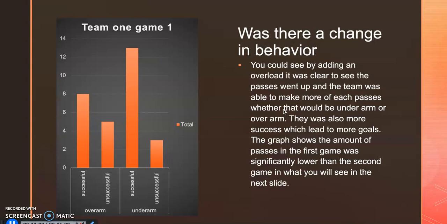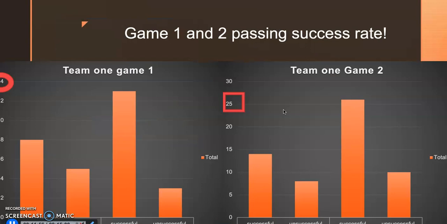So what you could see by having an overload passes is that the passes went up and the team was able to make more passes each, whether that being underarm or overarm, but they had a higher success rate. And the graphs will show this. In the first game, it was significantly lower than the second game, is what you'll see in the next slide.